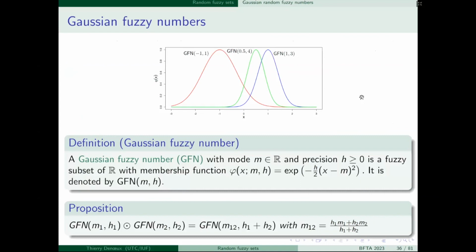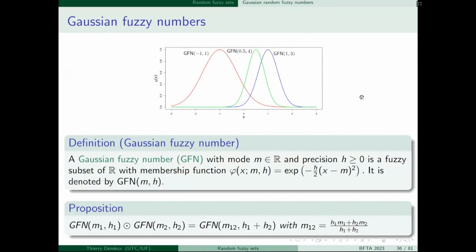Okay. Then we can combine two Gaussian fuzzy numbers: their product intersection is still a Gaussian fuzzy number. And here in green, I represent the product intersection of these two. It is still in the same family. And this is very nice, important if we want to have easy manipulation. Okay? And so the precision is the sum of the precisions. You see, we just added the precisions of the two, and the mode is some combination of the modes of the two, M1 and M2.